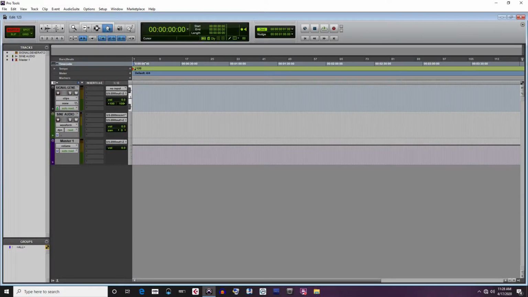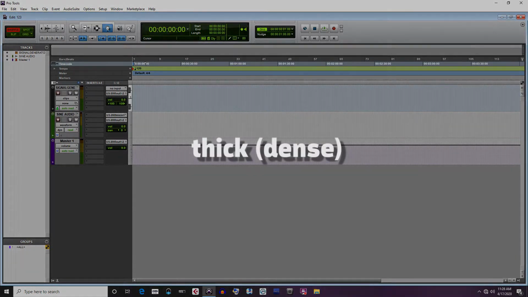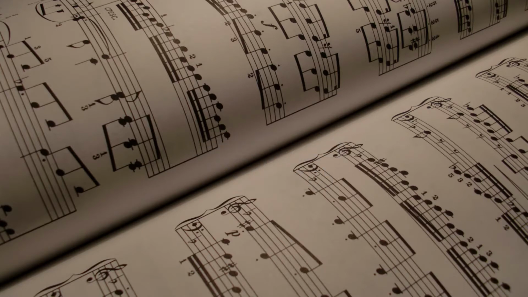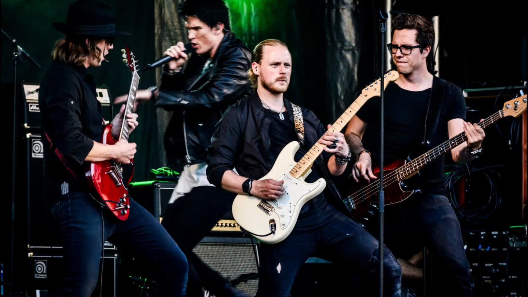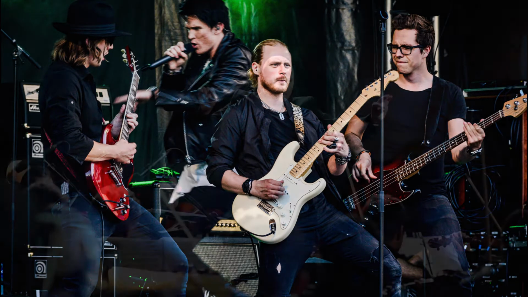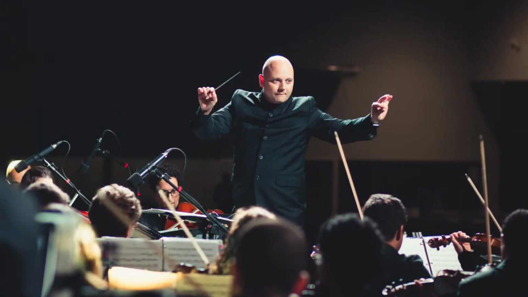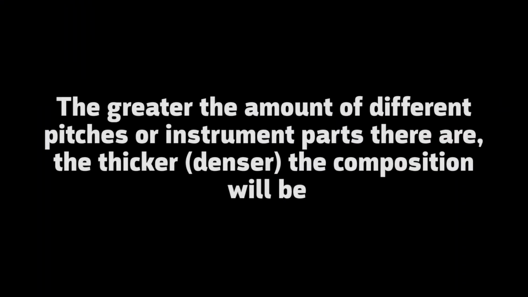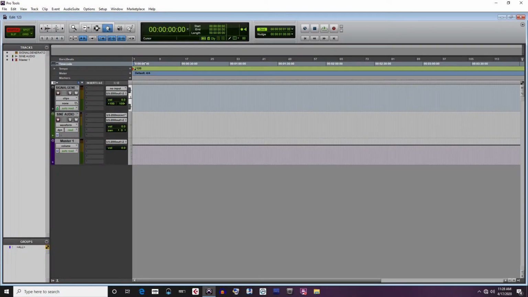In musical terms, density is a description of how thick, dense, or thin, open a composition sounds as related to the amount of different pitches or instrument parts. Fewer individual pitches or instrument parts yields a thin sound. On the other hand, an abundance of different pitches and instrumental parts yields a thicker, denser sound. In other words, the greater the amount of different pitches or instrumental parts there are, the thicker, denser the composition will be. We can illustrate this with two different versions of the same composition.